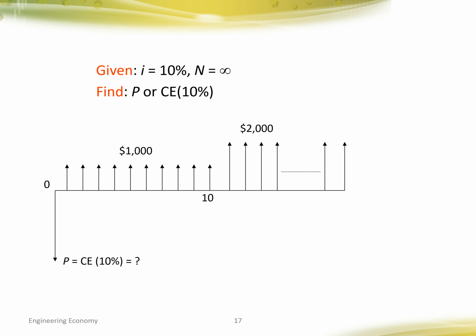Remember that this is a special case. So what if we have this kind of series? From year 1 to year 10, we have 1,000 returned. From year 11 to infinity, every year we have 2,000 in return. When we are considering a 10% MARR, what will be the present value of this cash flow?